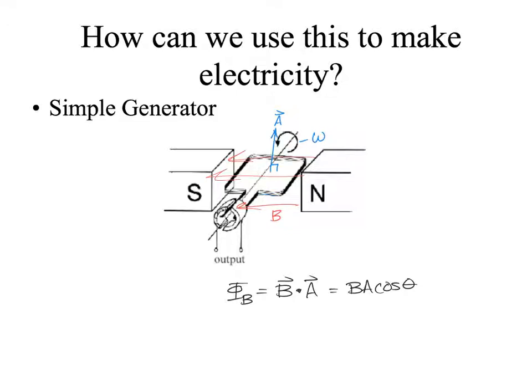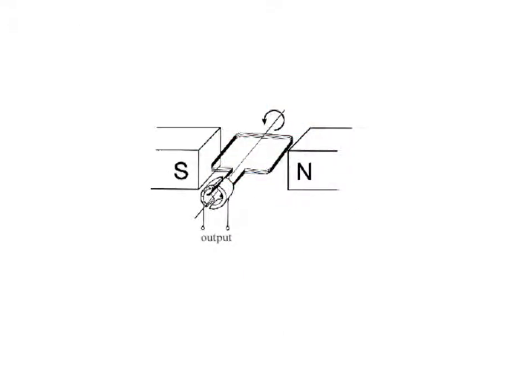Now, if the coil is turning with an angular velocity of omega, theta, which is the angle that it's going to turn through, will be given by omega times t. So I can rewrite this as B times A times the cosine of omega t, and that's going to be the magnetic flux. So when we're talking about the magnetic flux, now we're writing it as BA cosine of omega t.